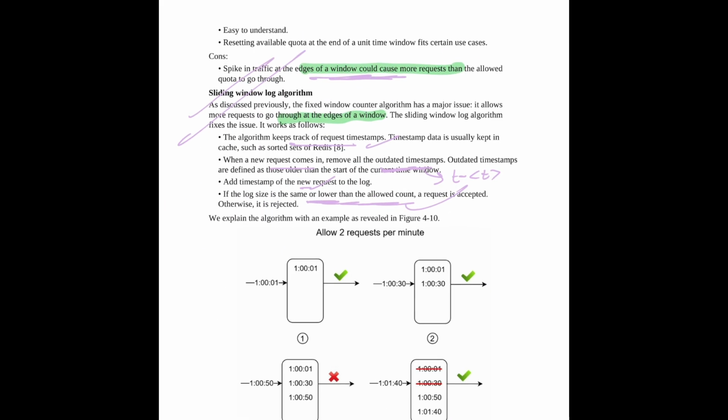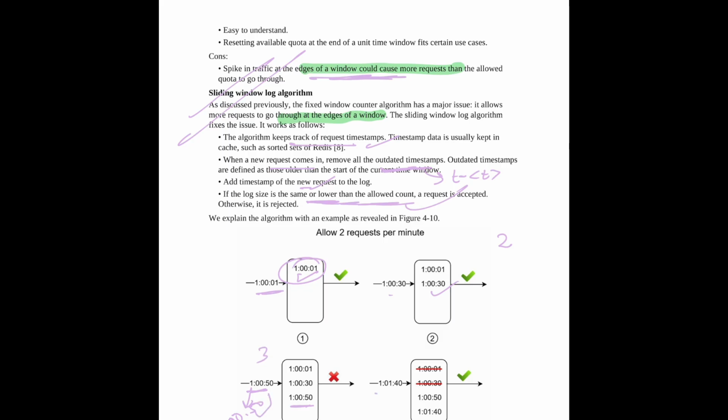That's exactly what is explained here. A timestamp comes, we store it in the log. It comes at 1 second, we store it. It comes at 30 seconds, we store it. Since the max allowed is 2 in this example, the one at 1:50 comes and we don't allow it. Why? Because we check the log size between 1:50 and 0:50, a total of 1 minute. We see the log size is 3, so we don't let it go through.